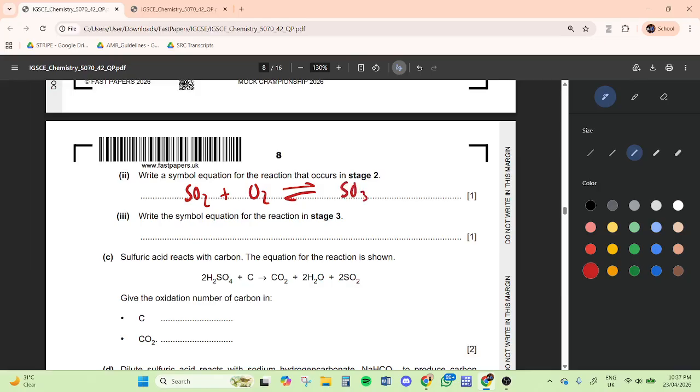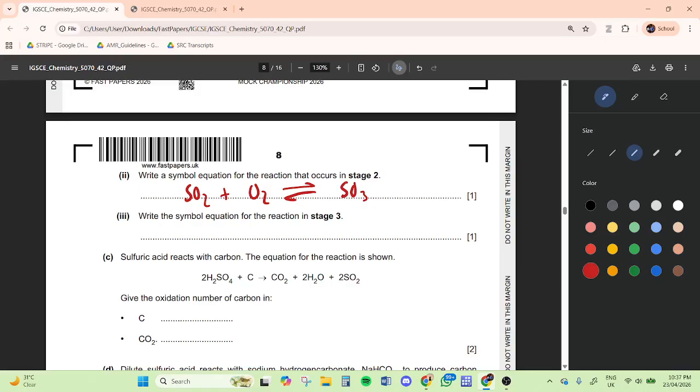Remember, you have to keep it balanced. So we've got 2 oxygen here, 2 here, 4, and we've got 3 oxygen here. So that's not going to work out for us. So how do we balance it? Well, if you take a look at 2 and 3, they're.